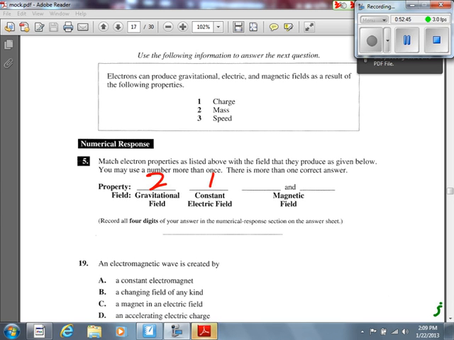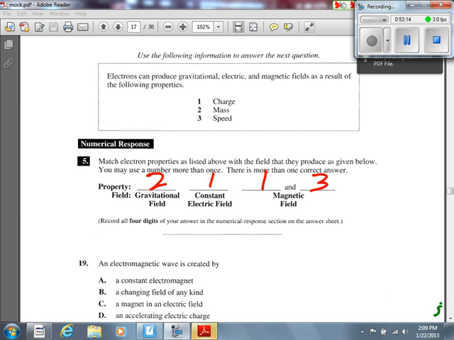A magnetic field is caused by what? You can't have a magnetic field caused by just a charge. You can't have a magnetic field caused by a mass, period. You can't have a magnetic field caused just by speed. But when you have a charge that's moving, it causes a magnetic field. So it's going to be 2, 1, 1, 3, or what's the other option?